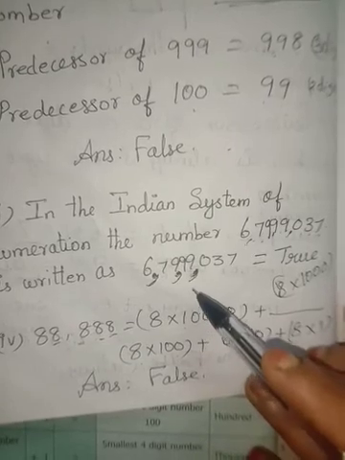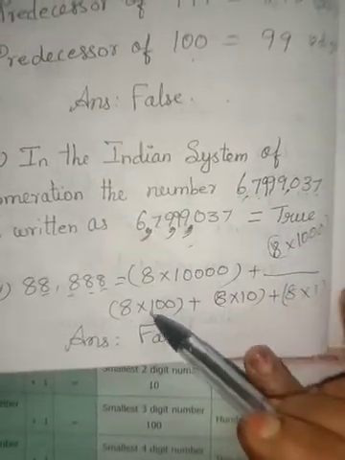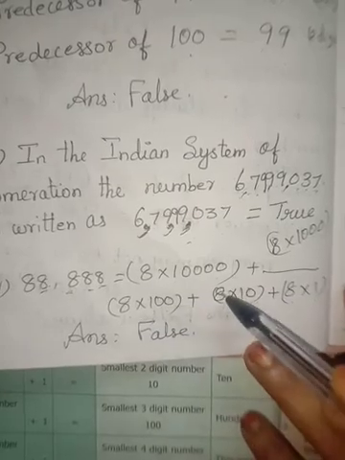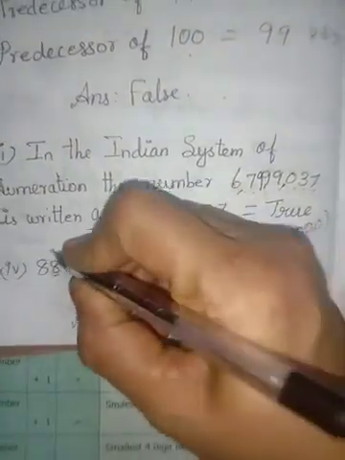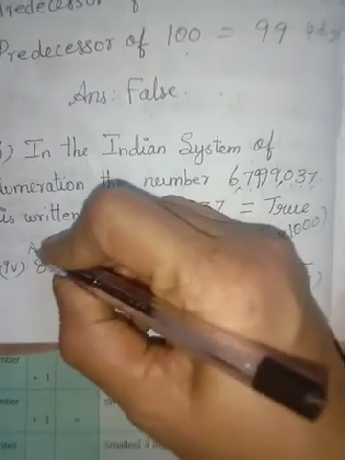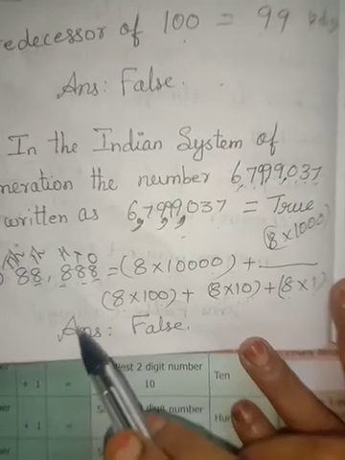That's why they are given. So the statement is true. So then the fourth one, expanded form. Here the ones digit, tens digit, hundreds digit, thousands digit, and ten-thousands digit are given. So we can write it easily in the expanded form.